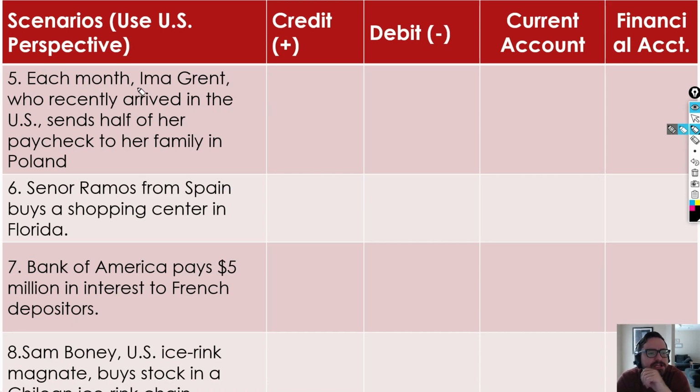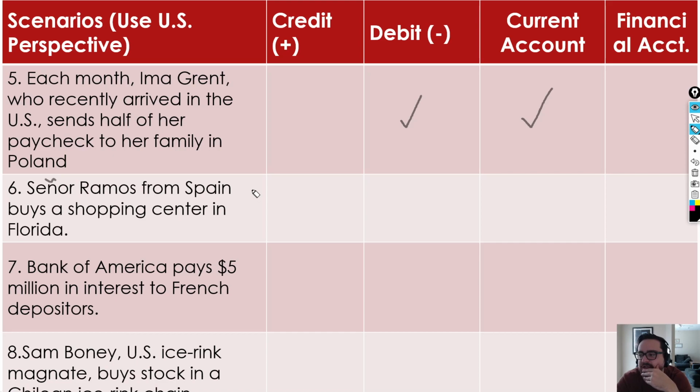Okay, number 5 says, each month immigrant, yes, it's a pun, who recently arrived in the United States sends half of her paycheck to her family in Poland. That's a debit for the U.S. economy. Money is leaving our country. She was getting paid here. That money is not staying here. It's sending half her check to her family in Poland. That would be a remittance, which is a net transfer. It's a current account.